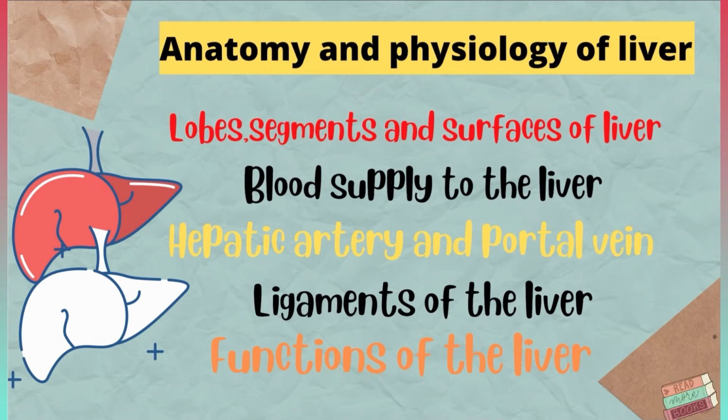After that, I will discuss the ligaments of the liver. You all know that different ligaments are connected with the liver, like the falciform ligament, coronary ligament, ligamentum teres, ligamentum venosum, and triangular ligament. So I will discuss this in detail.